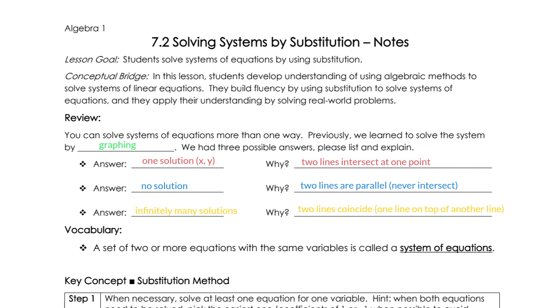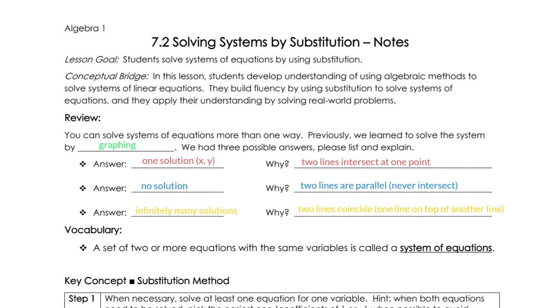The second answer that we had was no solution. This was when the 2 lines were parallel, therefore they never intersect or touch. And then the last option we had was infinitely many solutions, and this was when 2 lines coincide. And if you forgot what the word coincide means, that just means that there's one line directly on top of another line.